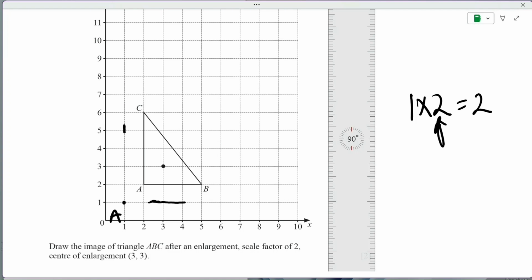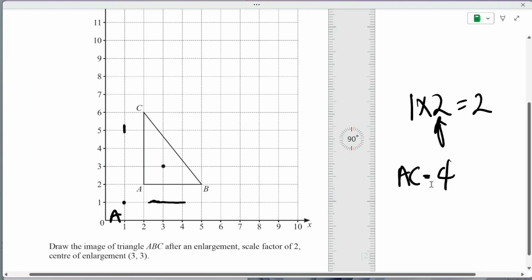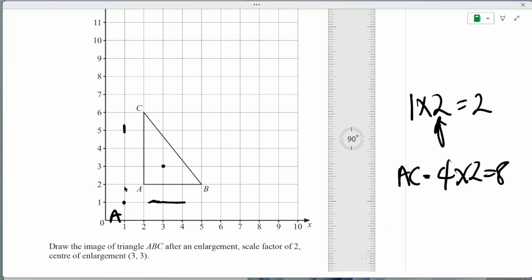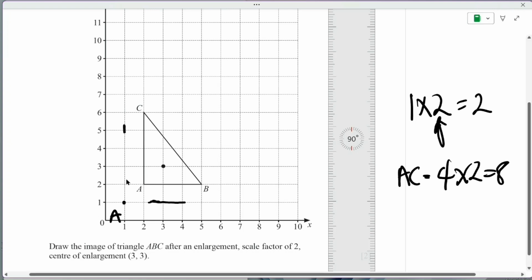So if for the actual triangle, AC has 4 lines between them, then the enlarged one, since it's on a scale factor of 2, will be multiplied by 2. That's 4 times 2, that will give you 8. That means from this point A, you count 8 lines away. For the vertical line to get point C, we'll count up 1, 2, 3, 4, 5, 6, 7, 8. That ends at 9. So the C of the enlarged triangle is here. That you have it here at 9.